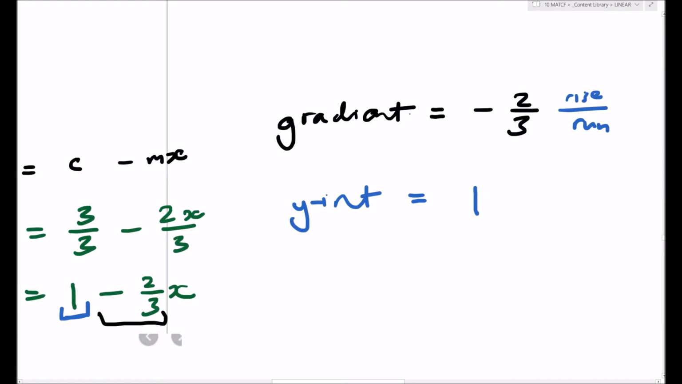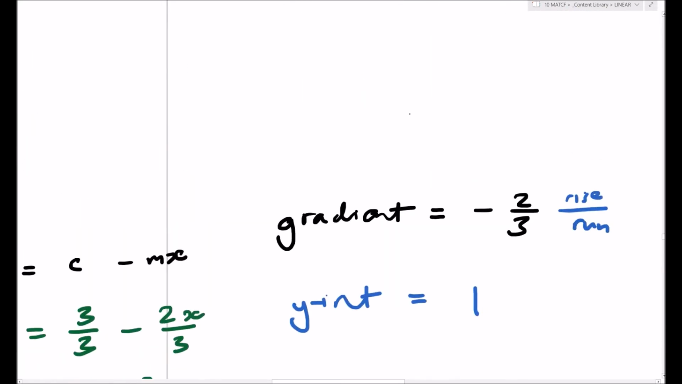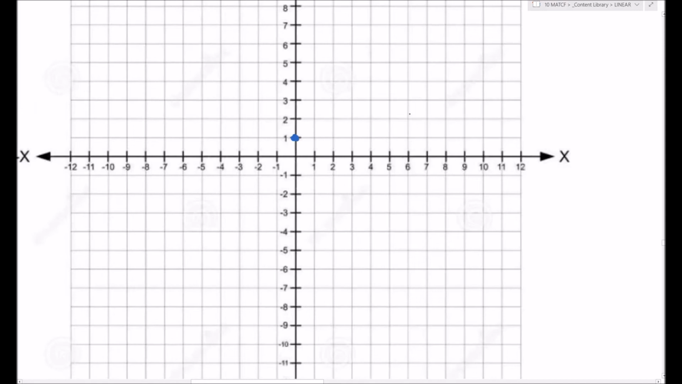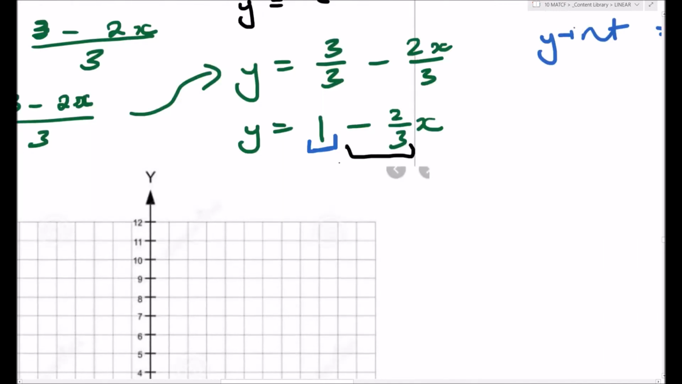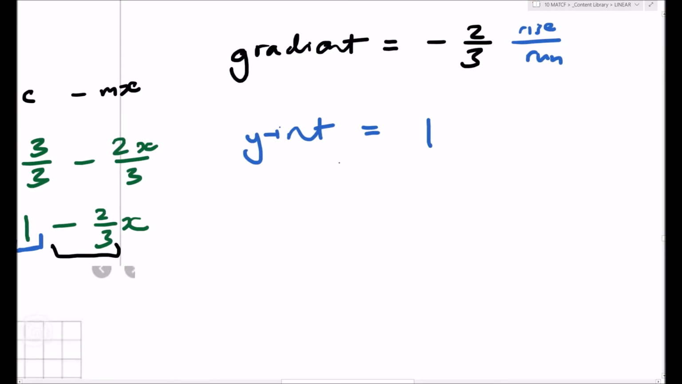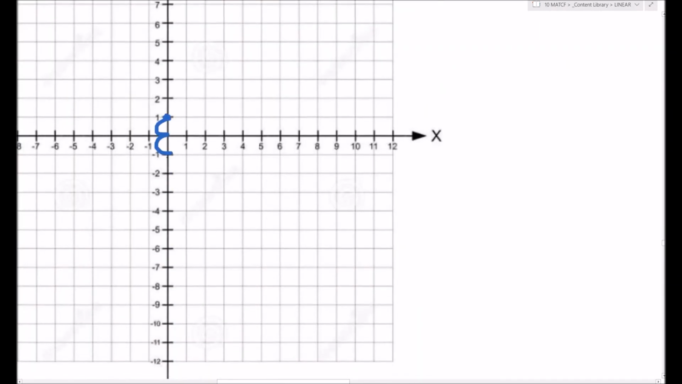And remember what I said, if it's a negative gradient, for your rise, you have to go downwards. If it's a positive gradient, you go upwards. But in this case, it's negative 2. So starting from the y-intercept, I'm going to go down 2 spots. Because my gradient is negative, and the run was 3. So negative 2 over 3. So always run to the right. So the run was 3. So 1, 2, 3. So there is my other point. So there are my 2 points to draw my line.